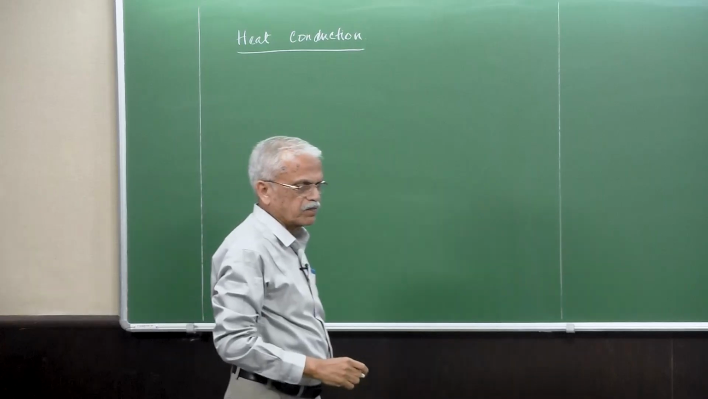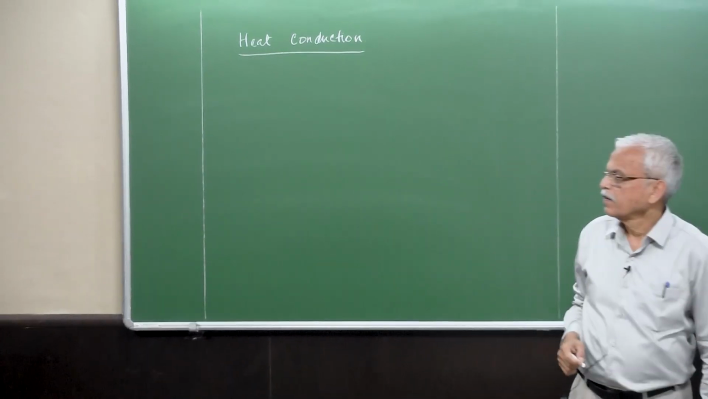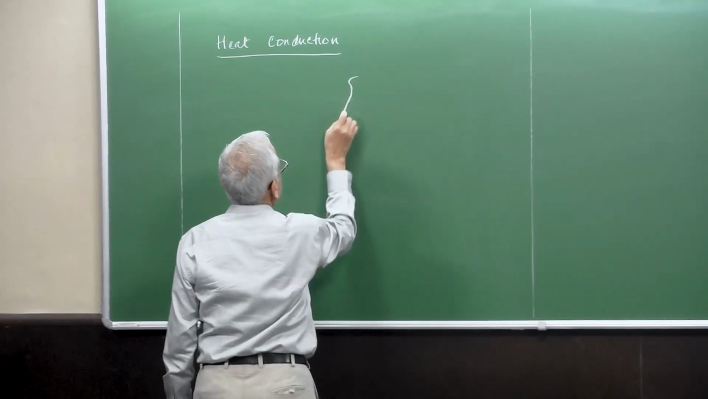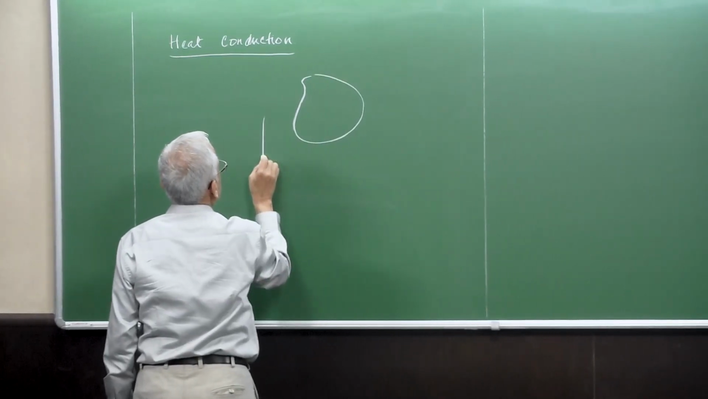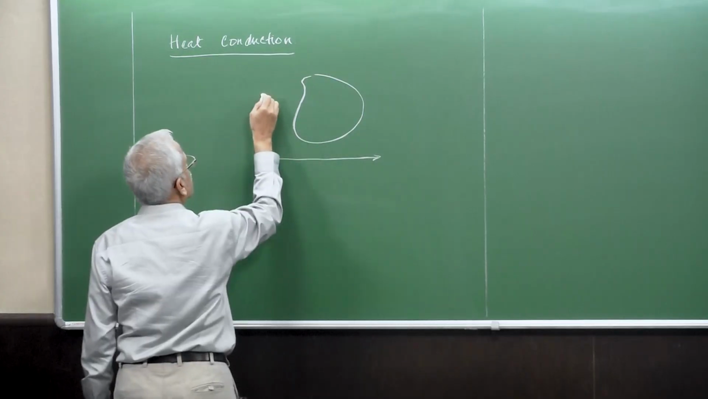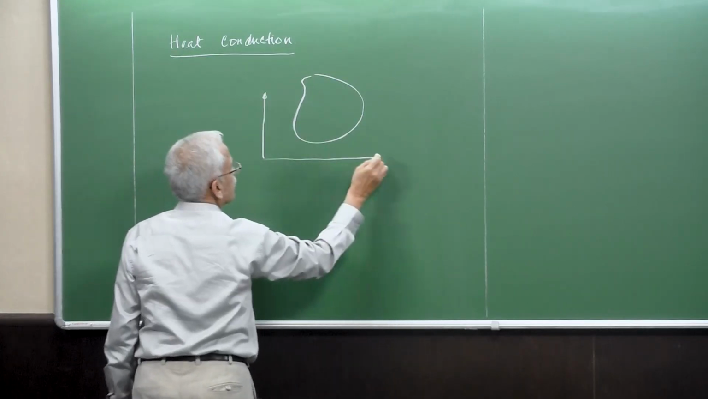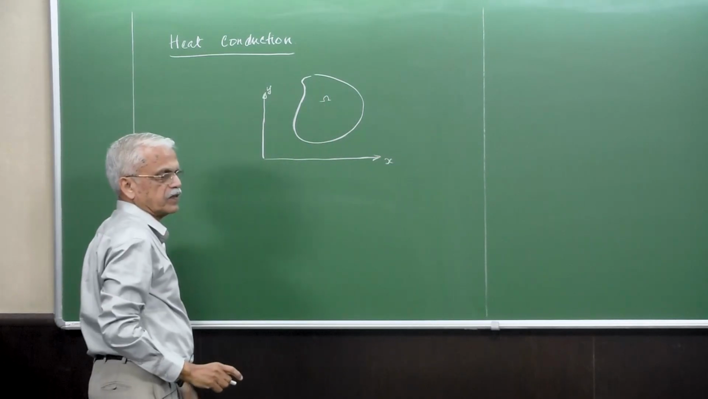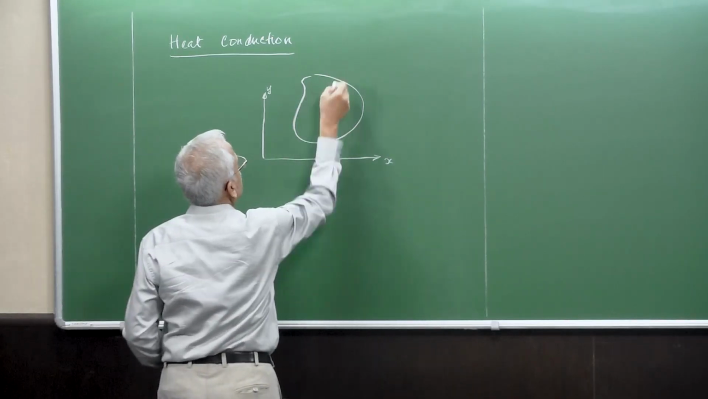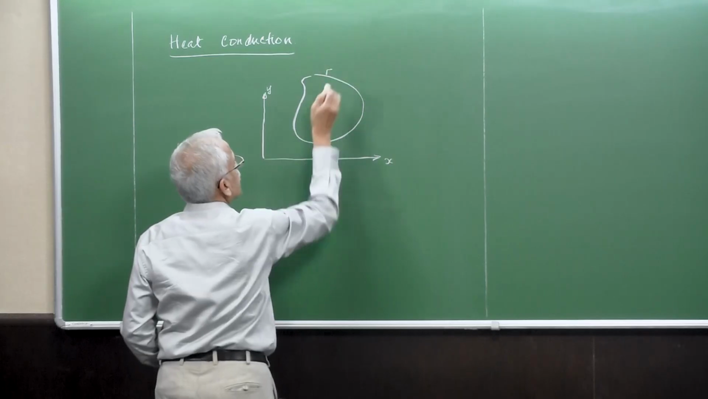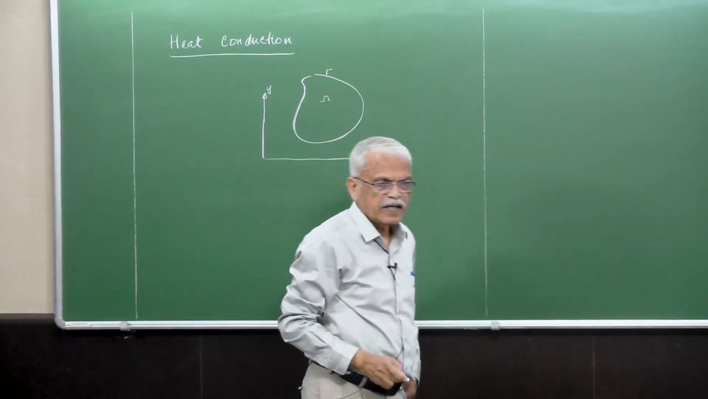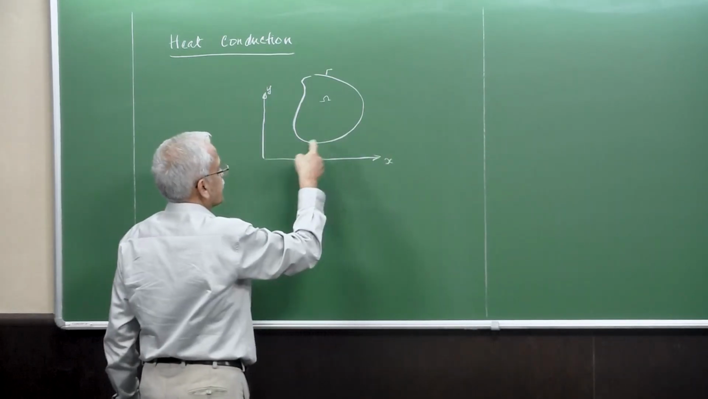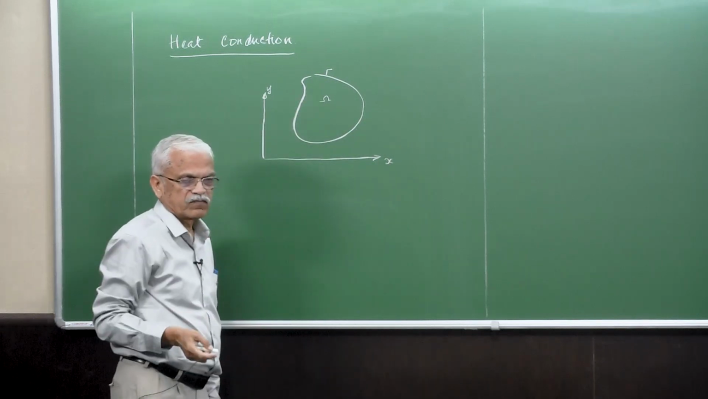The heat conduction problem can be 1D, 2D and 3D, but let's take the case of 2D, in the sense that we have a plate here in 2D with some domain omega and boundary gamma, and this is subjected to certain temperatures as well as certain heat flux input.